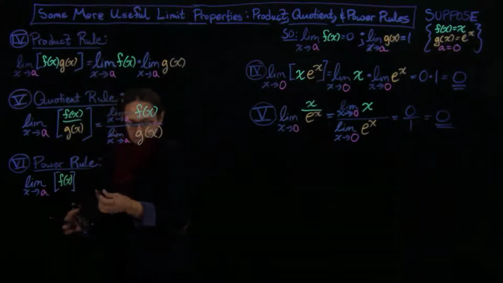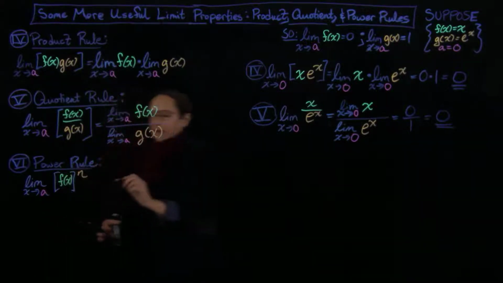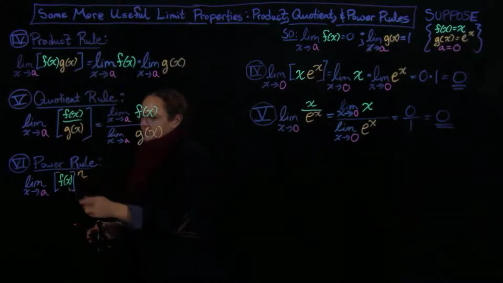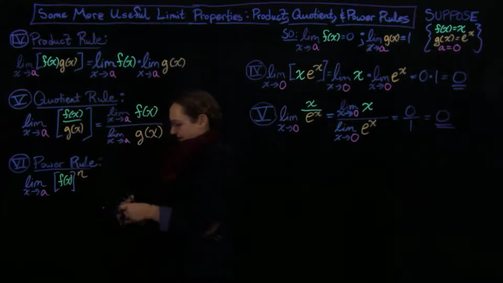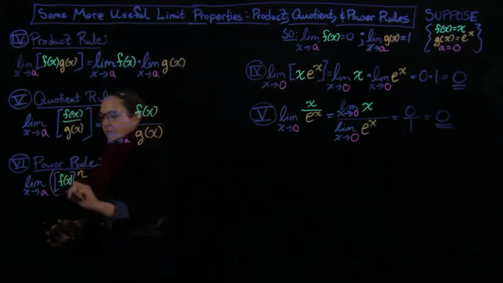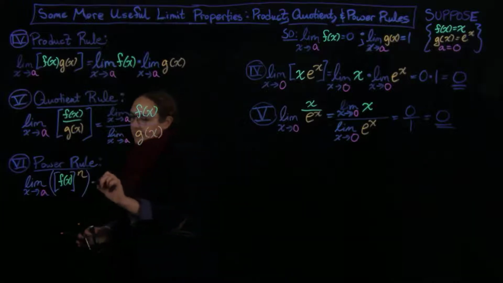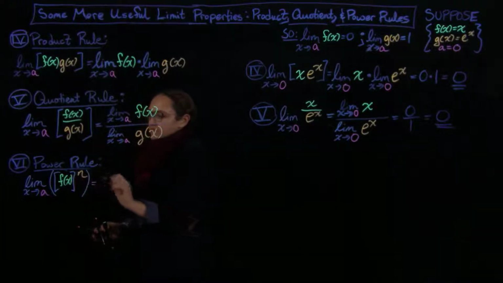So let's do this. If I have a function that's raised to a power, but this is all inside a limit, I'm taking the limit of this whole thing, then what am I going to get? I'm actually able to do the power afterwards.